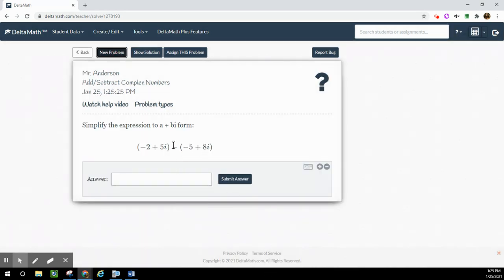Subtraction, just remember to distribute that negative sign. Negative 2 plus 5 would be 3. 5i minus 8i is negative 3i.